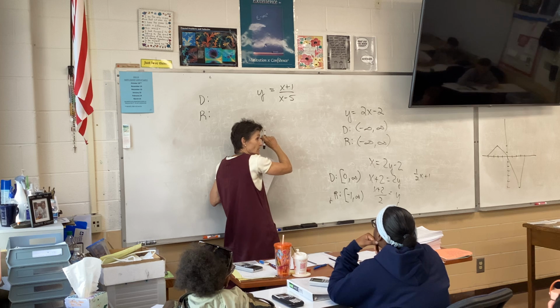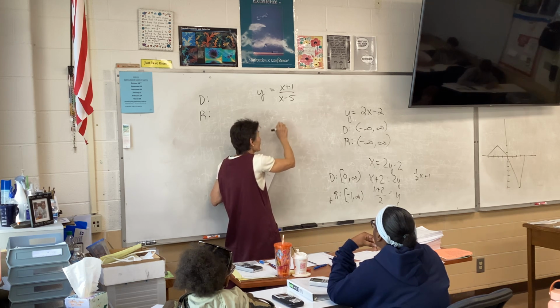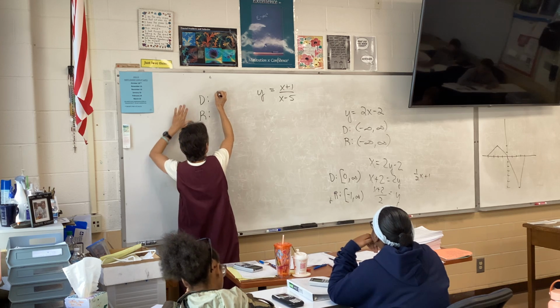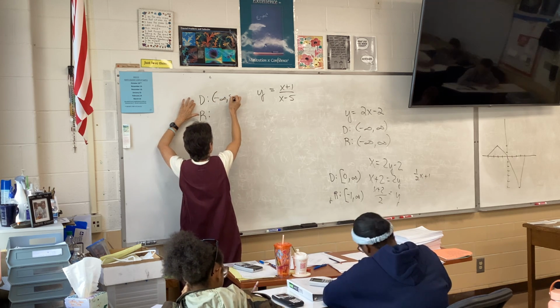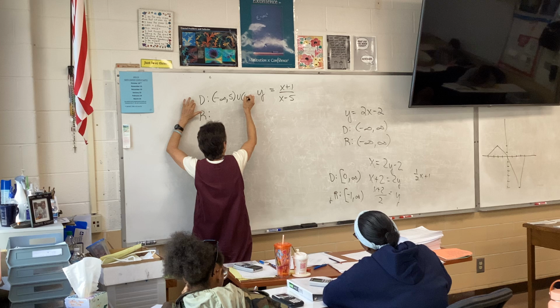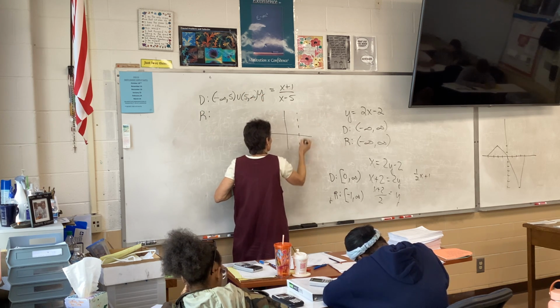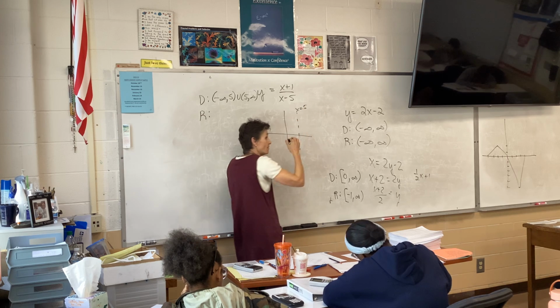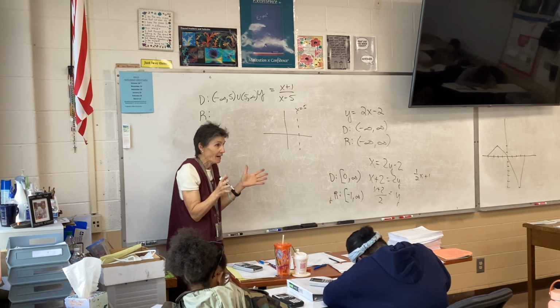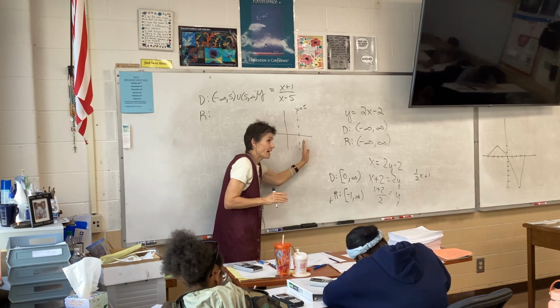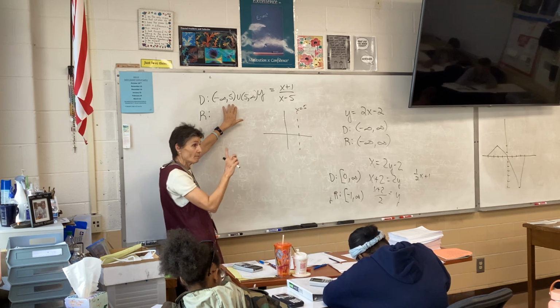Where is the vertical asymptote? At 5? So your domain is everything except 5. If you have an asymptote at 5, then that means you can't be 5. So you're everything up to there and everything past there. So that's the domain of the original.